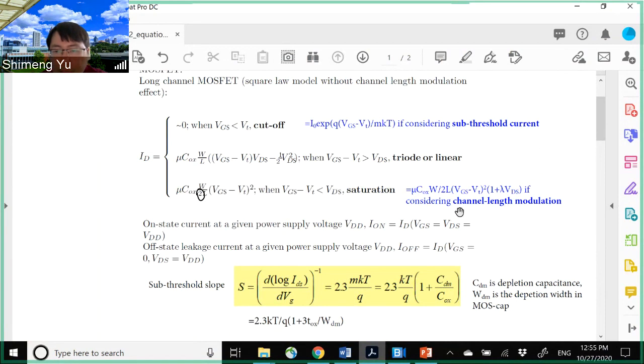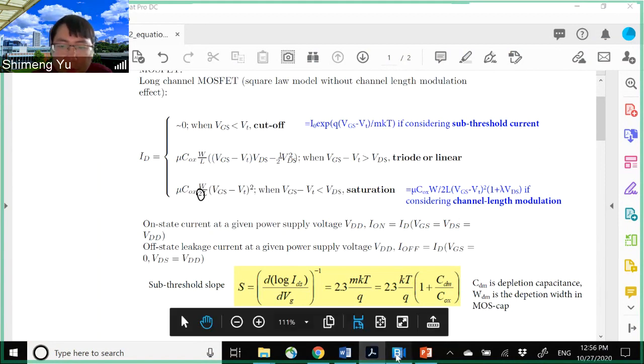But if you want to consider the channel length modulation, then here we need to add 1 plus lambda VDS. This lambda is the coefficient to characterize the channel length modulation effect. We will tell you if you need to use this equation or not, by specifying whether you need to consider it. But if we don't say anything, then you use the equations in the square law model, the black ones. So any questions?